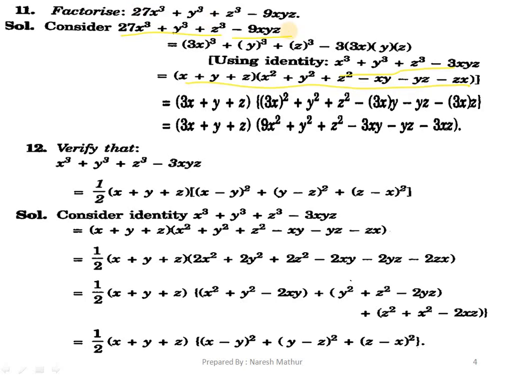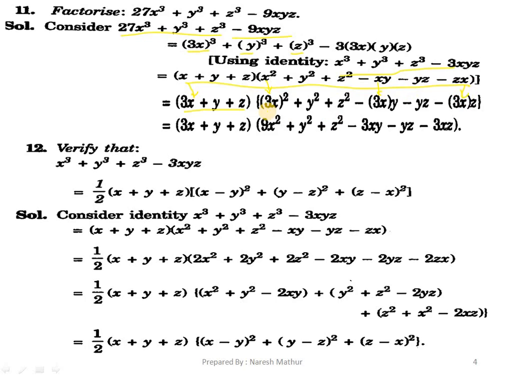So 27x cube can be written as (3x) whole cube. Now y cube is the whole cube of y and z cube is the same. So we have 3x in the place of x. Just put this value in the identity, x plus y plus z. So in the place of x we have 3x. So 3x plus y plus z equals (3x) whole square plus y square plus z square minus 3x into y minus yz and z into minus 3x.